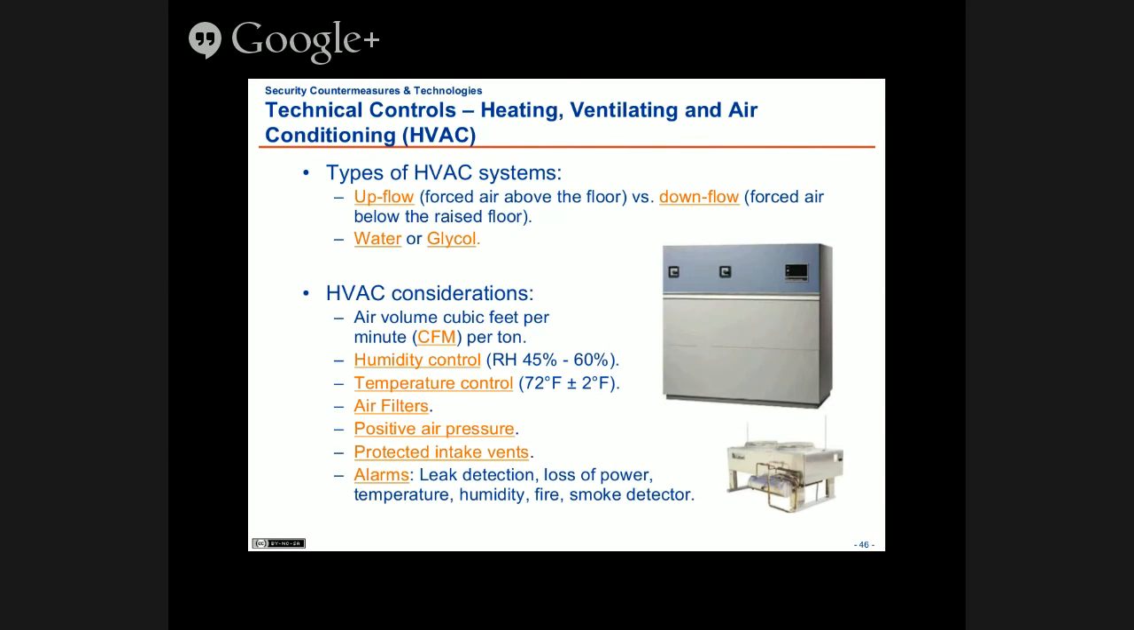All right, different types of HVAC systems. You have your upflow, which basically forces air above the floor. You have the downflow, which forces air below the floor, with water and glycol. Then you have HVAC considerations. You have to think about your cubic feet per minute, humidity control, temperature control, air filters, positive air pressure, protected intake vents, and alarms. The alarms are for leak detection, loss of power, temperature, humidity, fire, and smoke detection.